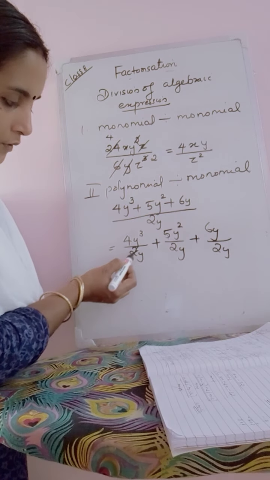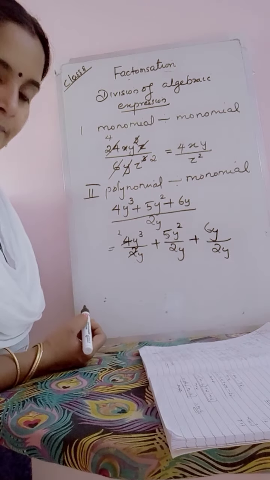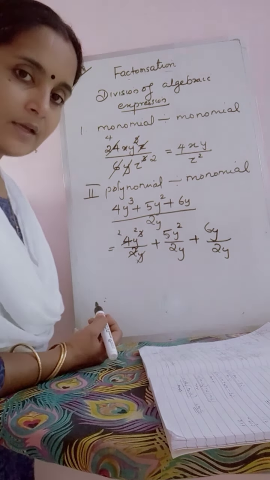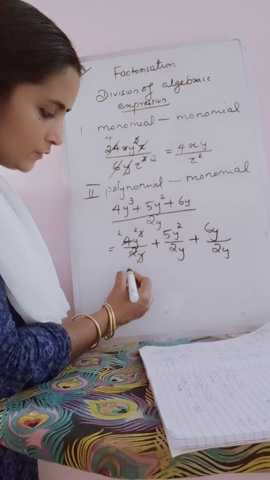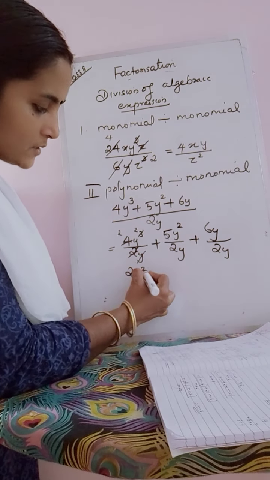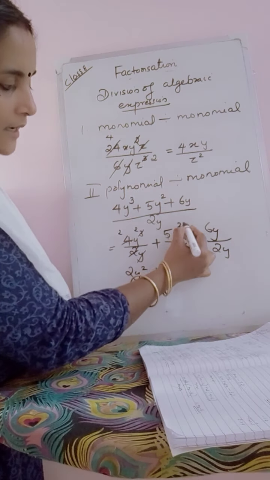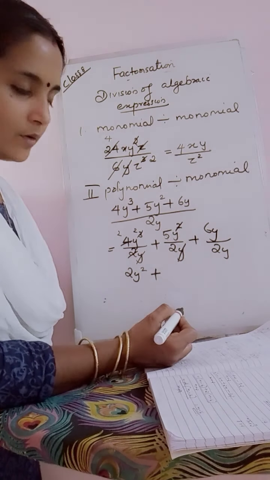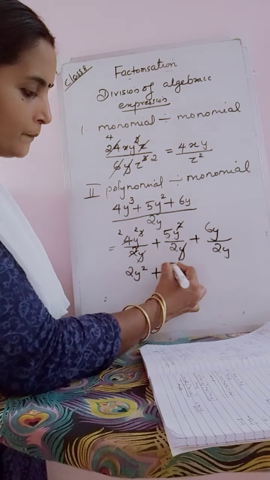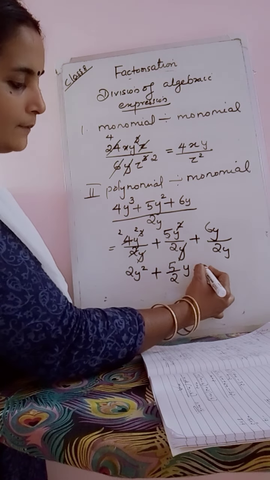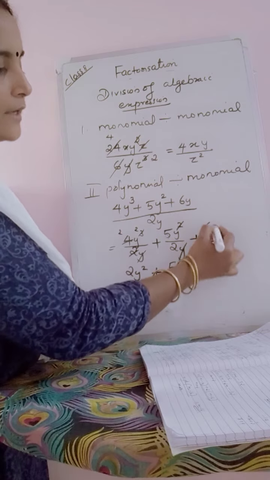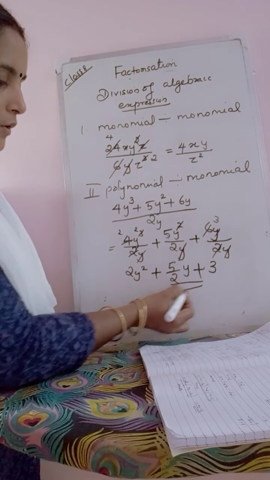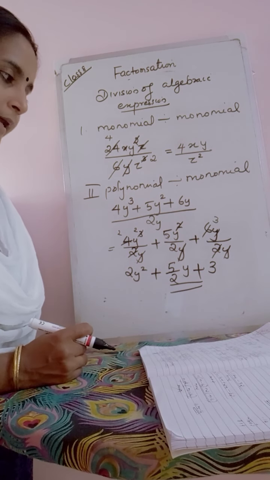Here 2 lies in the numerator. Then y cancels with y³, there exists a y² in the numerator. So the first term becomes 2y², plus, here y cancels with y², then 1 y lies in the numerator. Then the numbers 5 and 2 have no common factors. So 5 by 2y plus, y and y cancel, 2 cancels with the 6, we get 3 in the numerator. So the answer is 2y² plus 5 by 2y plus 3.